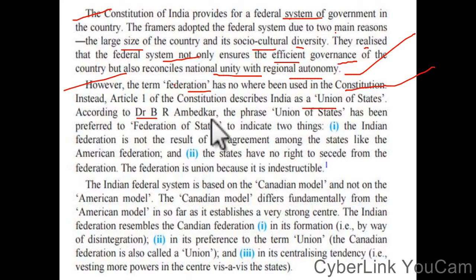According to Dr. B.R. Ambedkar, the phrase union of states has been preferred to federation of states to indicate two things. The Indian Federation is not the result of an agreement among the states.